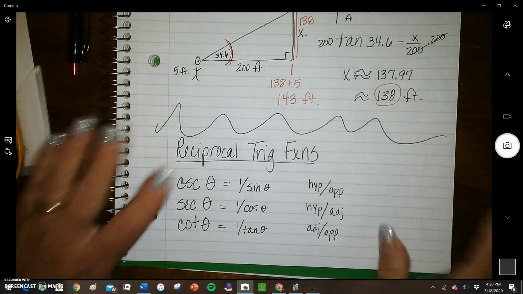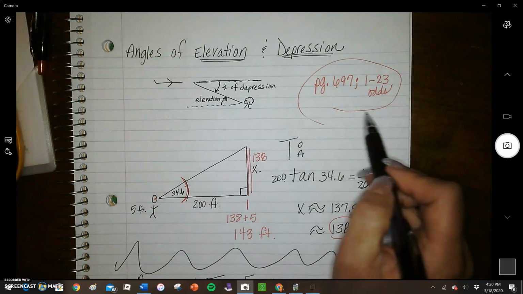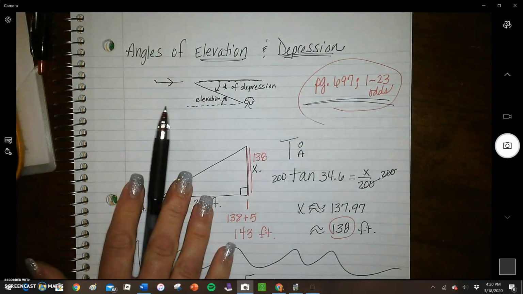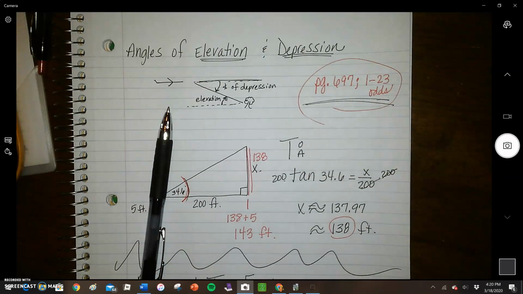Okay, what I would like for you to do is to go work on page 697 and do numbers 1 through 23 odds and see if you can figure out a way to turn that in. All right, let me know if you have any questions.